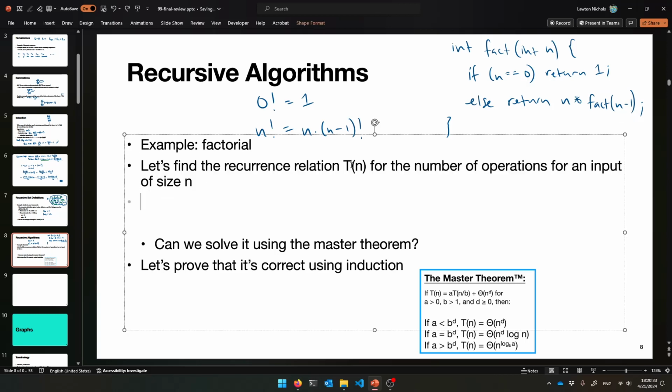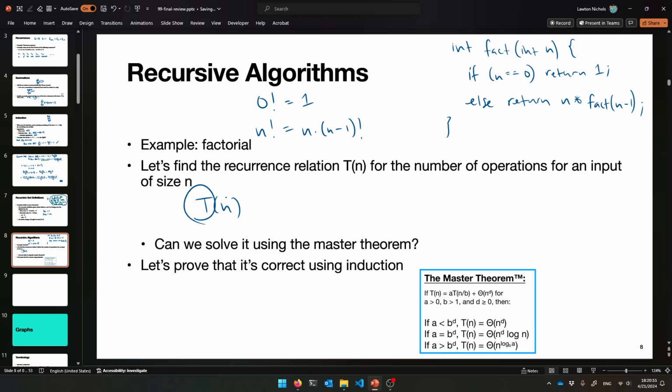Let's build one for the number of operations that factorial is going to do. Let's find a recurrence relation, T of n, for the number of operations for an input of size n. So T of n, and that just means look at the recursive case usually. What's going to happen? How many steps are there? T for time. Timing analysis. T of n would be, alright, how many steps are we doing when we run fact on something of size n, so not the base case?